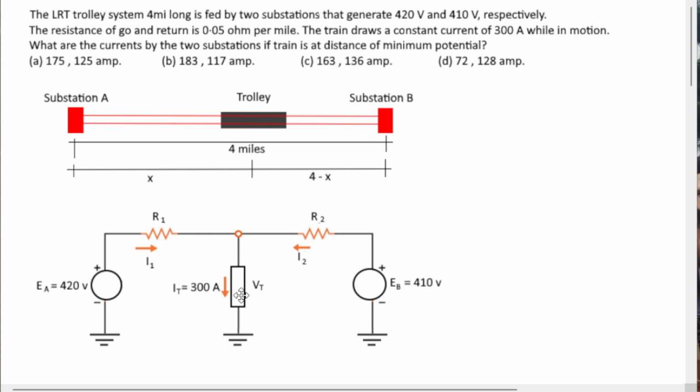The voltage across the trolley is equal to VT. That is still unknown, so we have to have an equation involving VT to get its minimum value. But first, we have to get the value of R1 in terms of X. The unit resistance is given in ohm per mile, so we multiply it by the distance in miles to get the equivalent resistance.